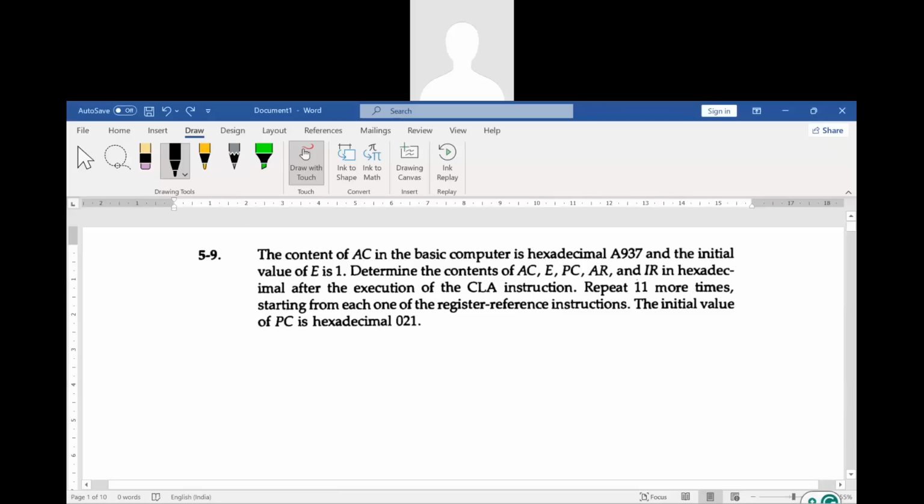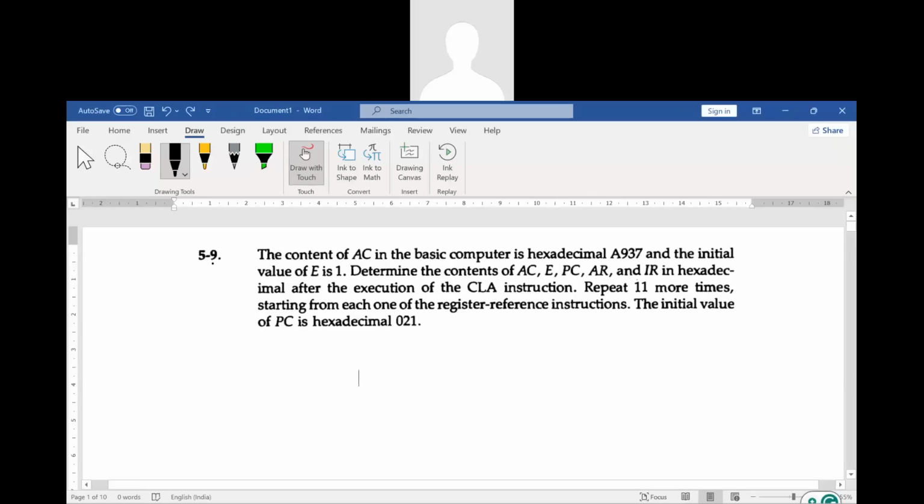Okay, so now that we have studied all the different categories of instructions, memory reference instructions, register reference instructions, and IO instructions, we'll try to solve some examples based on them. Once you understand the instructions and these types of questions, it will be very easy for you to solve them. This is one of the textbook questions. Let us try to solve it first.